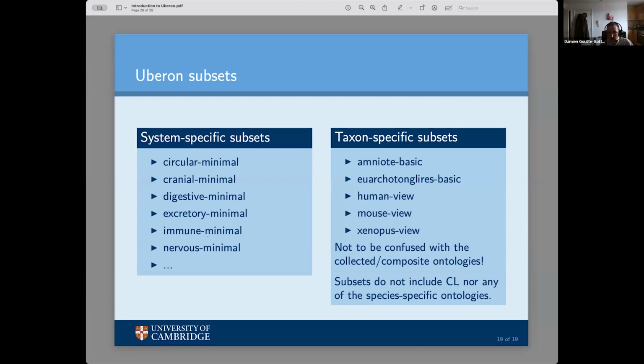And with that, I'm done with my description of Uberon's contents, and I go back to Nico for the discussion of use cases.